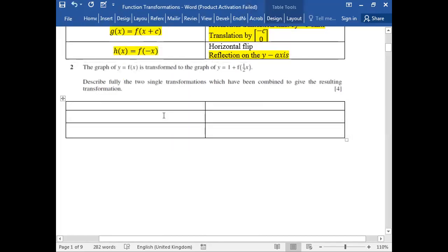I'll share the file. Have a look at this question now. We have not even given you a graph for this one. The graph of y = f(x) is transformed to the graph of y = 1 + f(half x). This is a 4-mark question. Describe fully 2 single transformations which have been combined to give the resulting transformation. First, write down the operations. What have we done to the original f(x) mathematically? Write it down first. What operations have you done to the original f(x)?